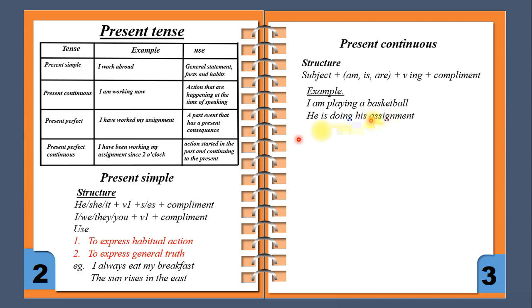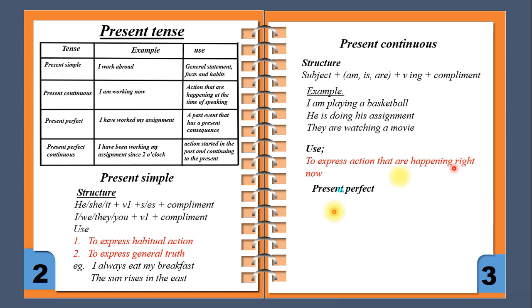He is doing his assignment. They are watching a movie. Look, subject: I, he, they. And verb to be: am, is, are. And verb-ing: playing, doing, watching. In the complement part: a basketball, his assignment, a movie. Okay? So we use it to express actions that are happening right now or at the time of speaking. Okay? To express actions that are happening at this moment or at the time of speaking.